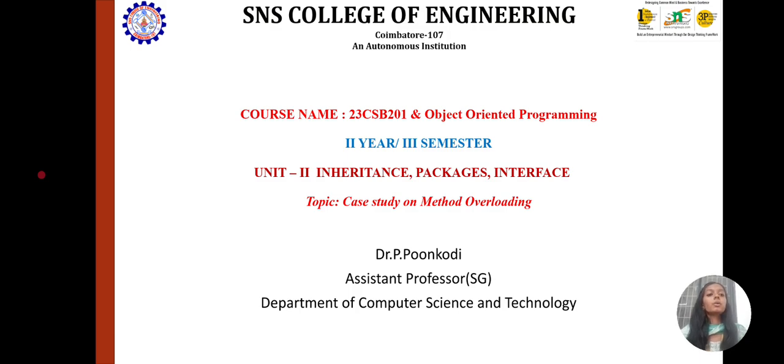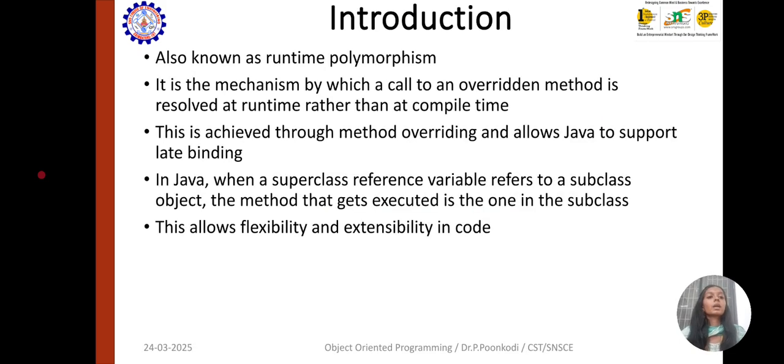Like we have to give an accelerator for the scooty, which is the second derived class, and we have to give a gear change for the bike, which is the first derived class. So for both derived classes, the methods are the same, but the parameters are different. So in method overloading, we have to input different parameters, but the method names are the same.